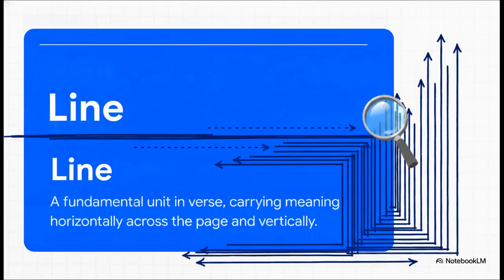Now within that form, we have the line. Every single line is a vital building block where the poet decides exactly when you should pause and when to push your eyes forward. A line of poetry actually operates in 2 directions, which is pretty cool. You read it horizontally for immediate sense, but you also experience it vertically as it stacks upon the lines below it. That's what creates a cumulative rhythm and a deeper meaning.